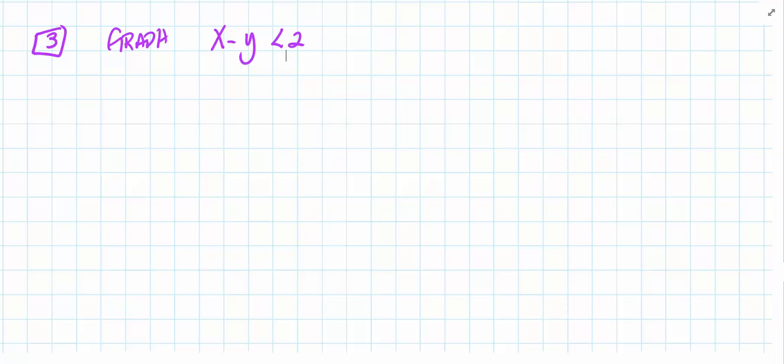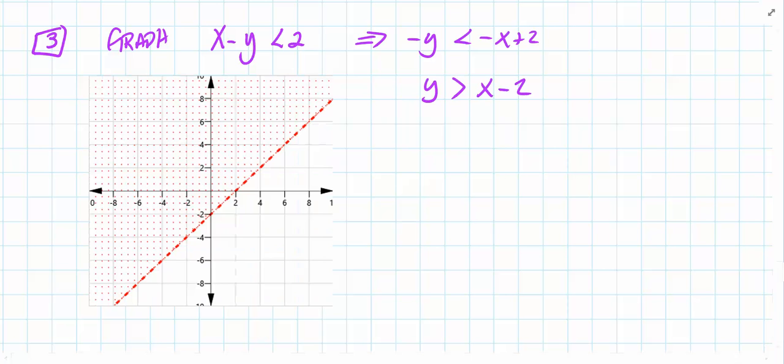So go ahead in your table groups, graph x minus y is strictly less than 2. And then take your calculators out because I'm going to show you how to do something on your calculator. Okay, so how many people were able to realize that you had to get this into y equals form, so I got y is greater than x minus 2. Was that easy enough for you to do?